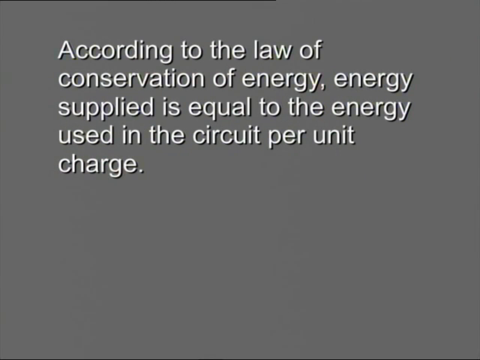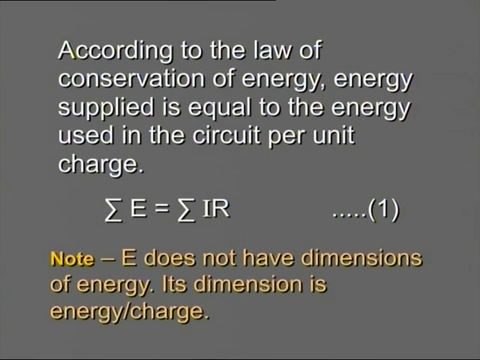According to the law of conservation of energy, energy supplied is equal to the energy used in the circuit per unit charge. That is, summation of E is equal to summation of IR. This is equation 1. Note, E does not have dimensions of energy. Its dimension is energy per charge.